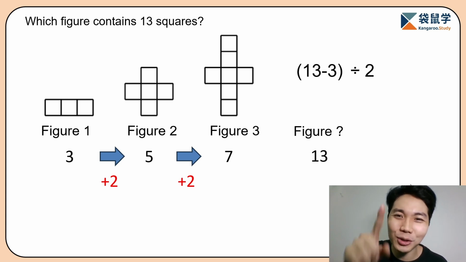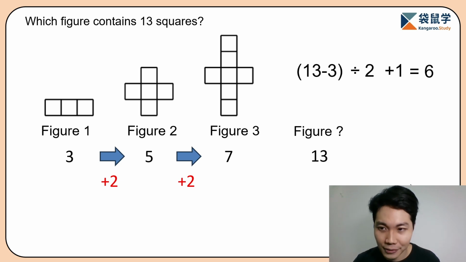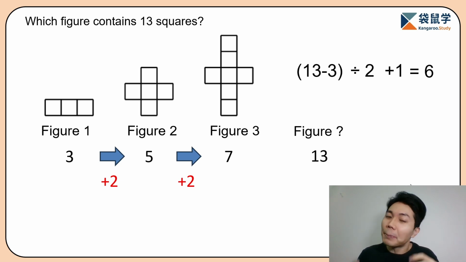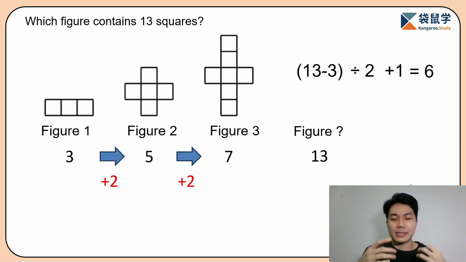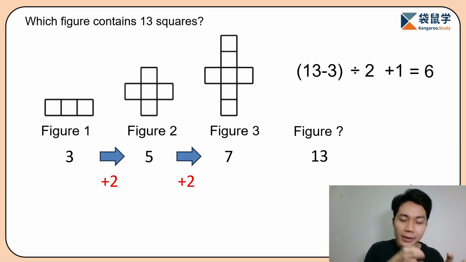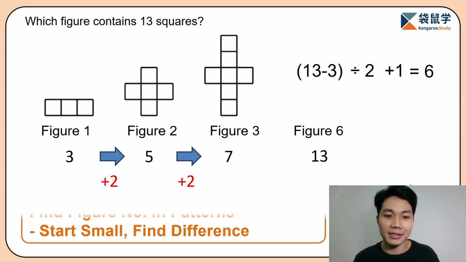This is not, because don't forget, we still have figure 1. So we have to add back 1, and then we'll find that the figure number is 6. From here, we can make one very important conclusion: when we want to use the final number to find out what the pattern is, first, we can start off small, from the very first one, and see the changes. So to find the figure number in patterns, we start small and find the difference.